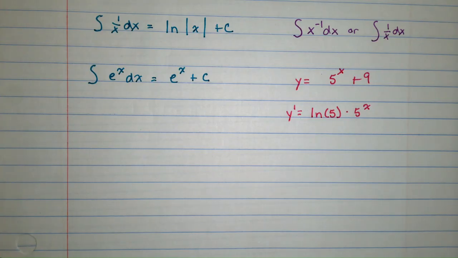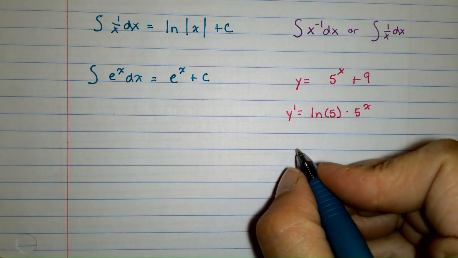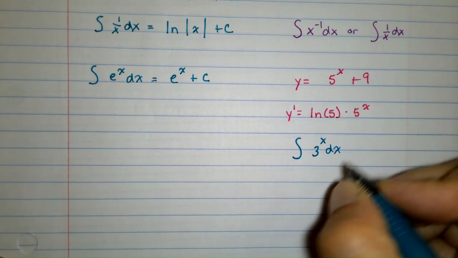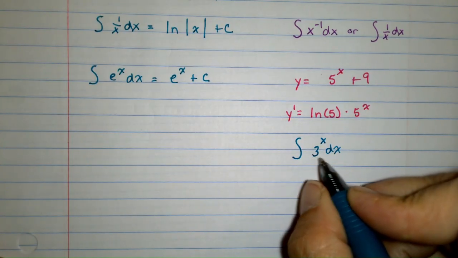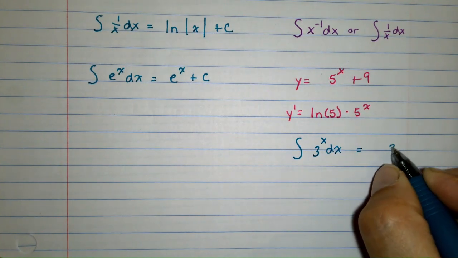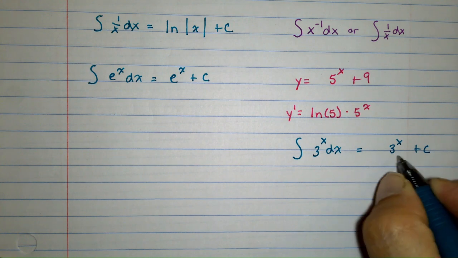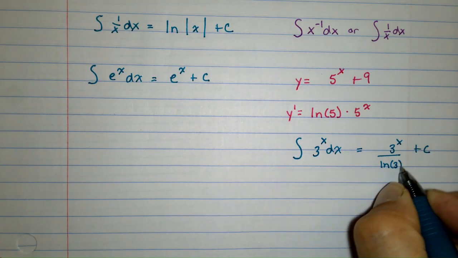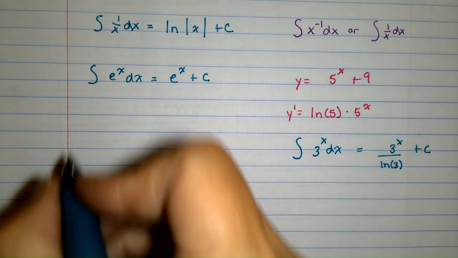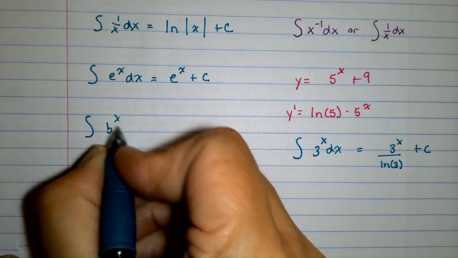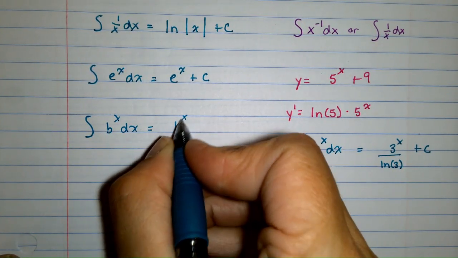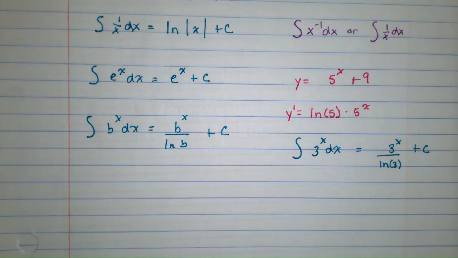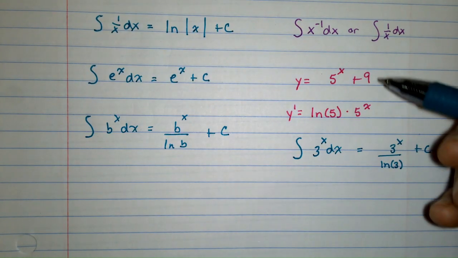So what if we're starting off with the integral of 3 to the x dx, and we want to go back up? This is the derivative, and I have to go back up. Well, going back up, we would have 3 to the x plus c, but when I derive that, I'd have that natural log of my base, so I'd have to cancel that out. So my integral of a base to the x is b to the x over the natural log of b plus c.